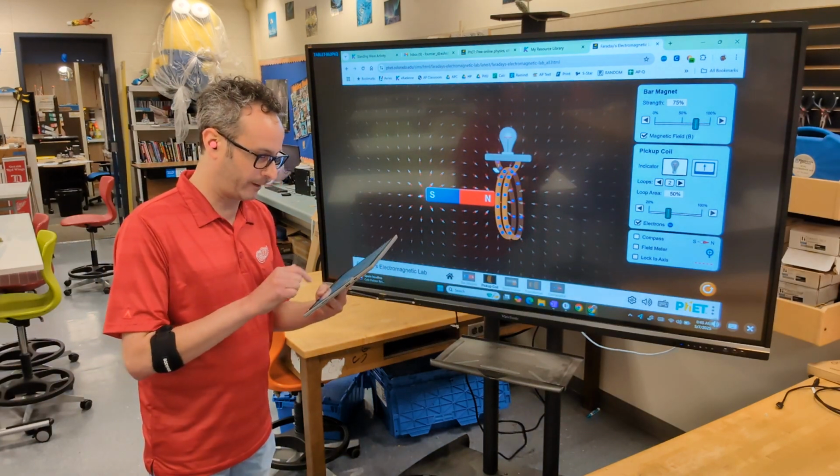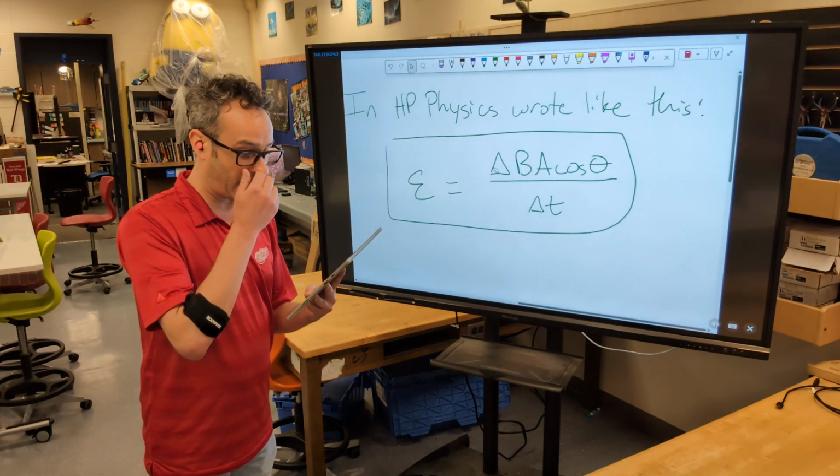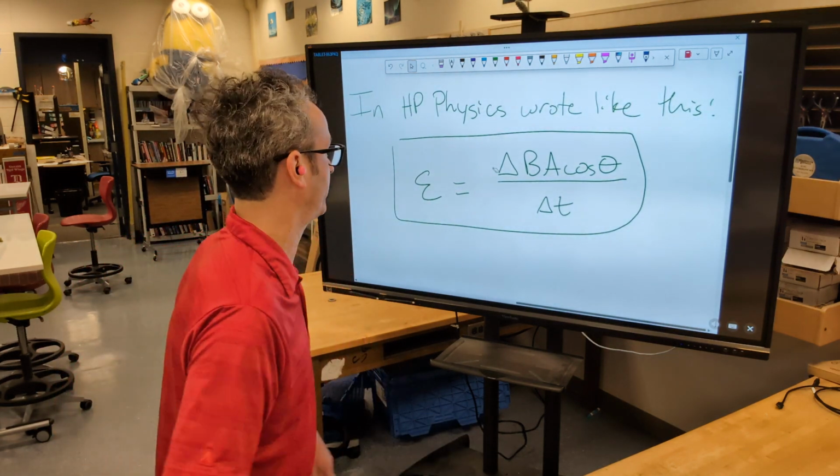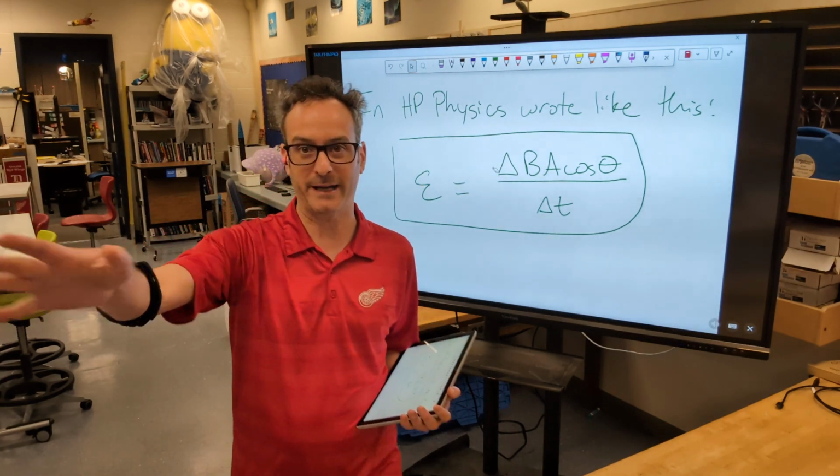So let's go back here like this. Let me rewrite this really quickly. In honors physics, we wrote it like this. We did talk about magnetic flux. We just said, because again, honors, everything has to be constant, right?